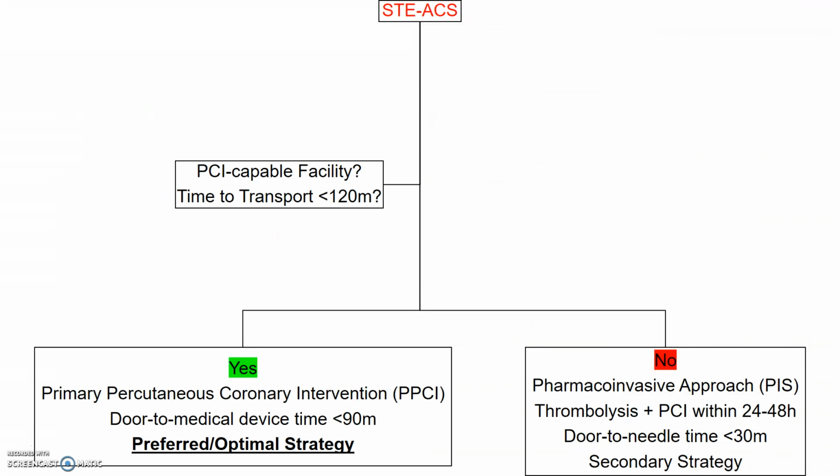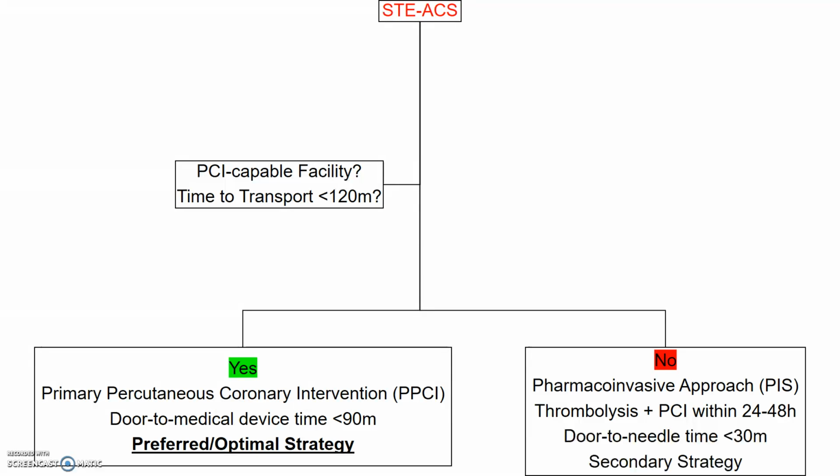With respect to ST elevation acute coronary syndromes, there are 2 major strategies, which include primary percutaneous coronary intervention, which is the preferred or optimal strategy, or the pharmacoinvasive approach. One must consider whether or not there is a PCI-capable facility present and if the time to transport to such a facility is less than 120 minutes. If so, the patient should go down the route of primary percutaneous coronary intervention with a door-to-device time goal of less than 90 minutes.